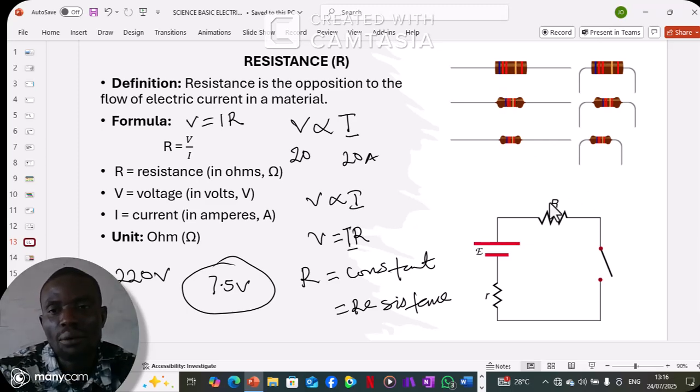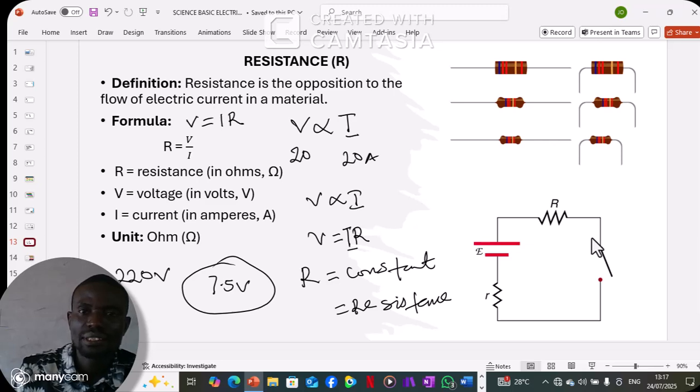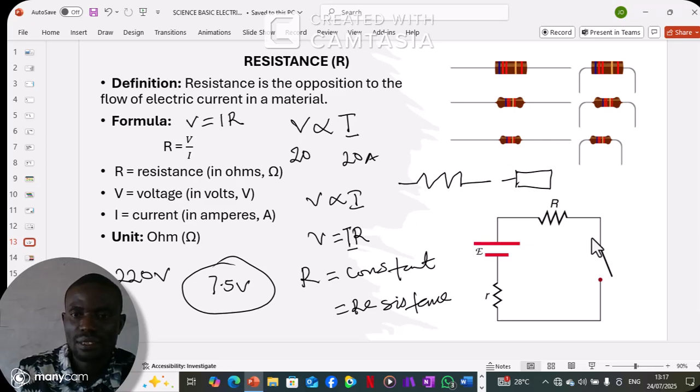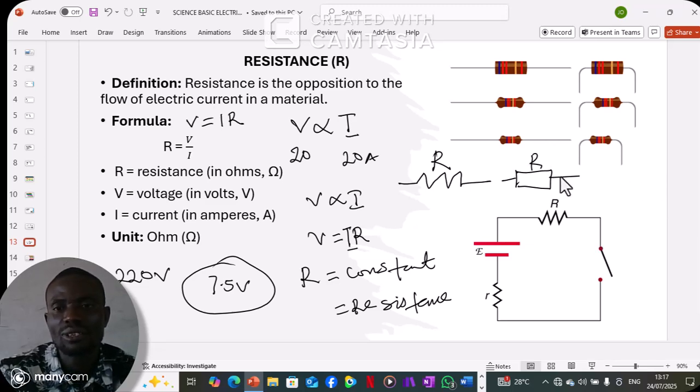Okay. Now, I forgot to tell you, the symbol for a resistor is this. We have two: either this, or like this. So these are resistances. The capital letter R is resistance. So what you are seeing here is resistance, like this or like this. So that's a resistance.